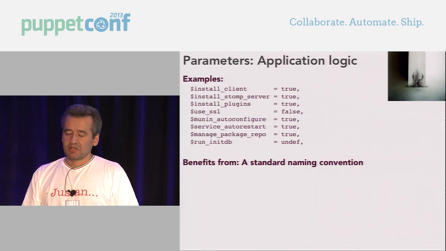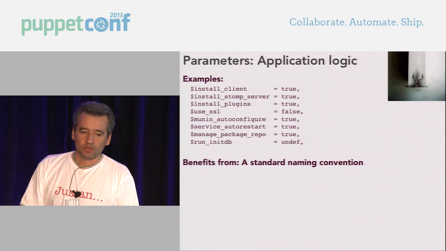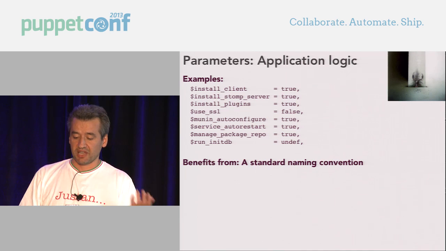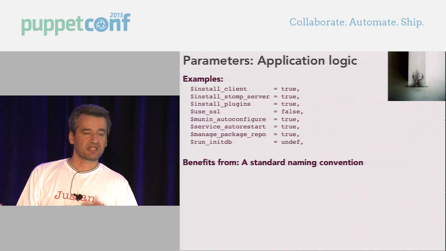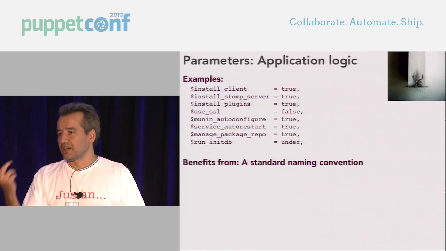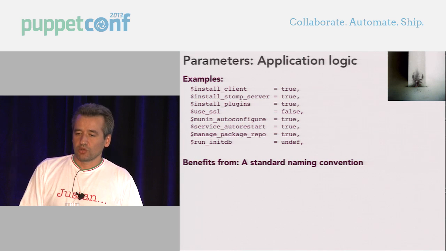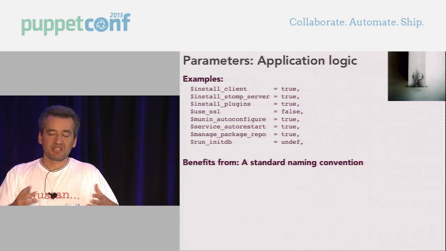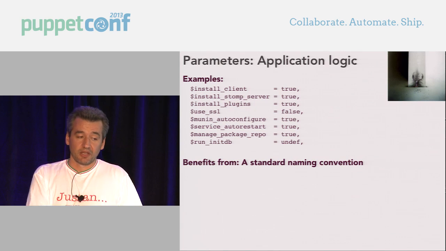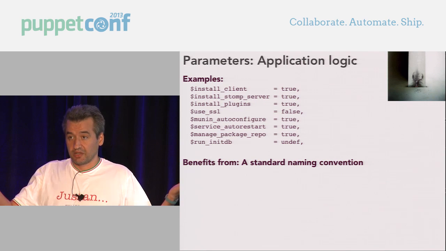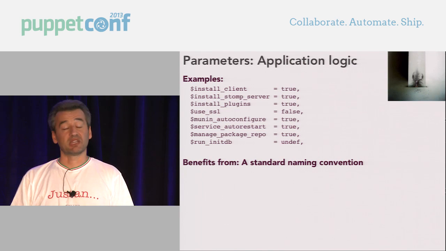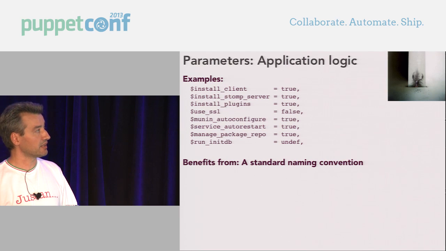Also, the application logic managed by the module can be defined by parameters. So if you want to install only the client or the server, if you want your service restarting when you change your configuration files, if you want to initialize a DB when you install a specific module or whatever. These are some mixed kinds of parameters which relate to what the module does when you install it. And this is quite an open space for any kind of possible alternatives. Also here, maybe some benefits can be achieved by using some kind of standard naming.